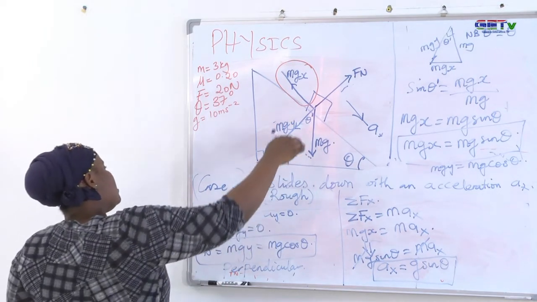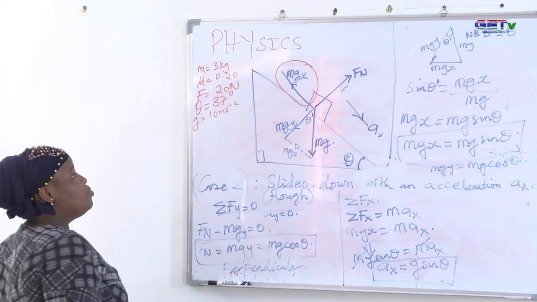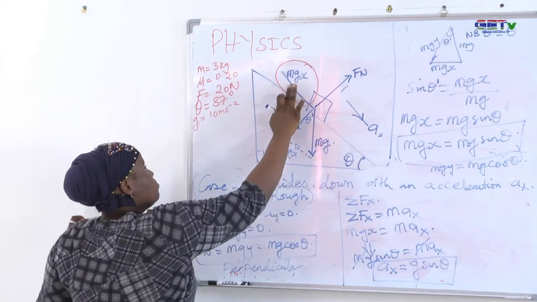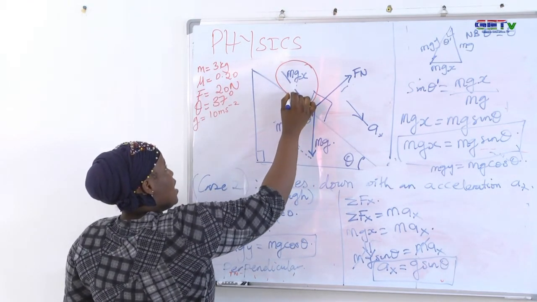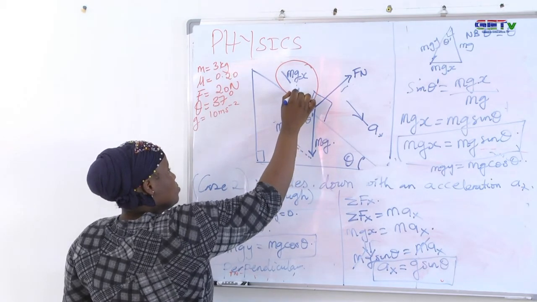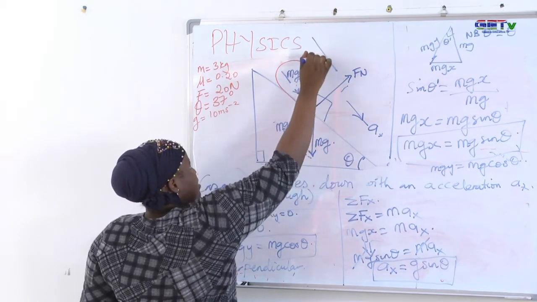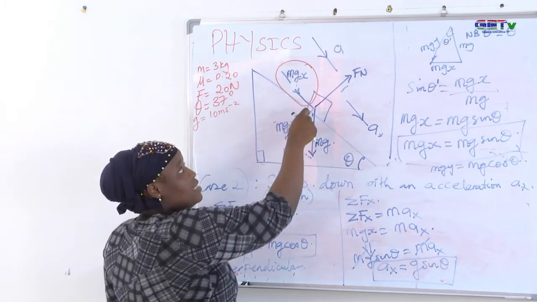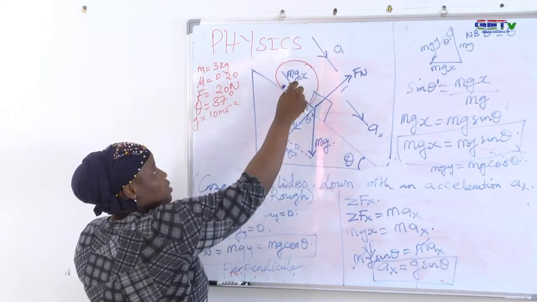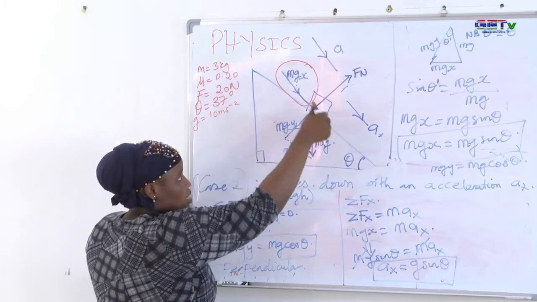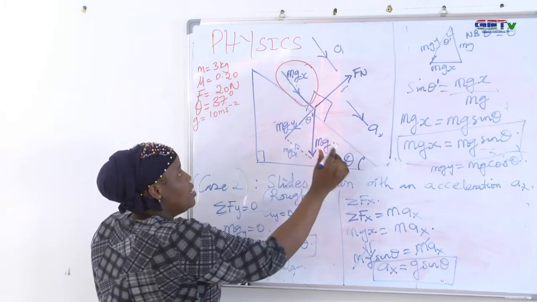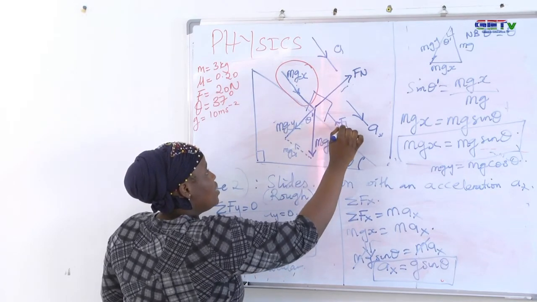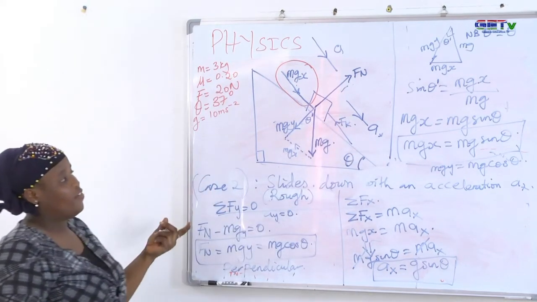If it slides down the plane, it means there will be two forces acting. mg_x will be present. In this case, mg_x will act in that direction because the object is sliding down, and mg_x is the sliding force here. But the object is sliding down a rough plane, so friction is also present, and that's the direction of friction, F_k.